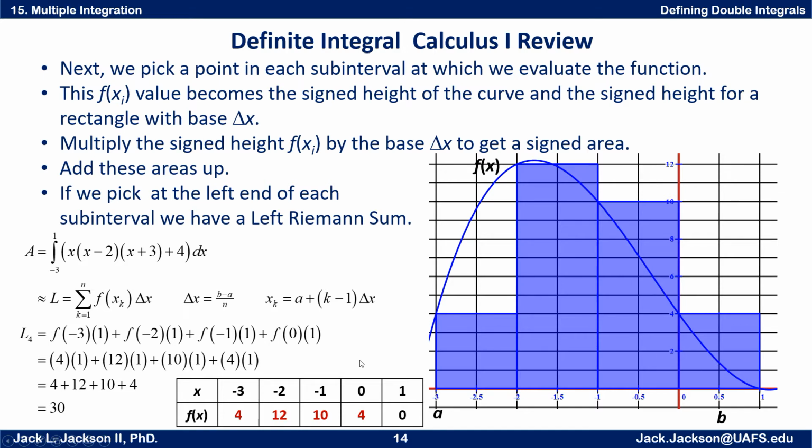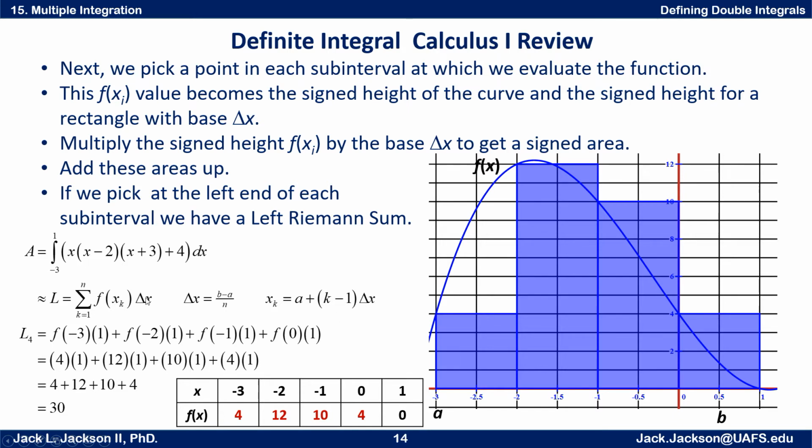So this is L sub 4, left Riemann sum with 4 rectangles. And to make sure that we're always at the left side, we do a plus k minus 1 delta x's. So if k is 1, you're just at a. K is 2, you add 1 delta x to a. K is 3, we add 2 delta x's, and so forth. And that makes that work out. So it's always at the left side.